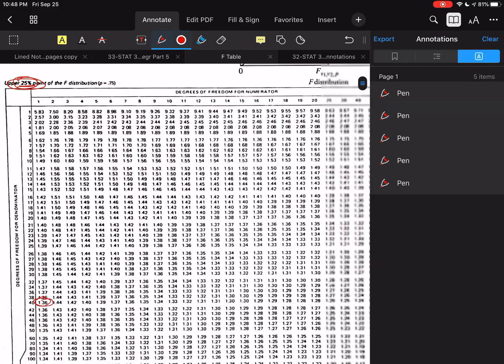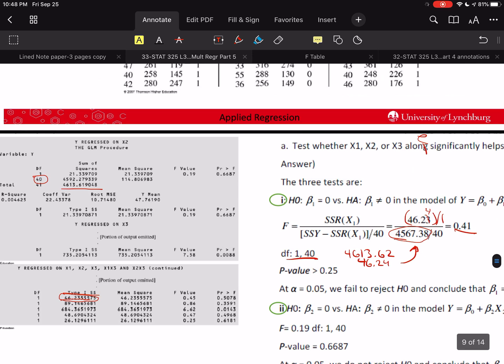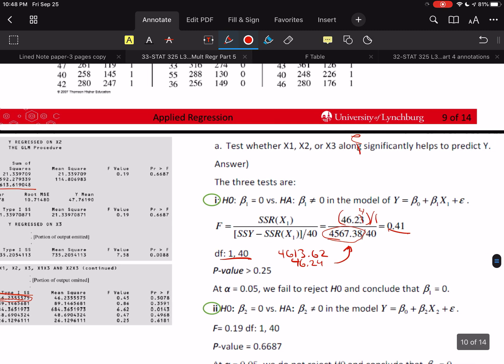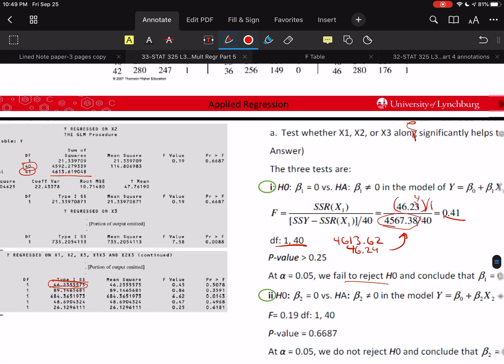So let me clear that. So it's not significant. We would fail to reject the null hypothesis. There does not exist sufficient evidence to support the claim that beta 1 is not equal to 0 at a 95% confidence level using a simple random sample of n equals 42. One more than that, all right?